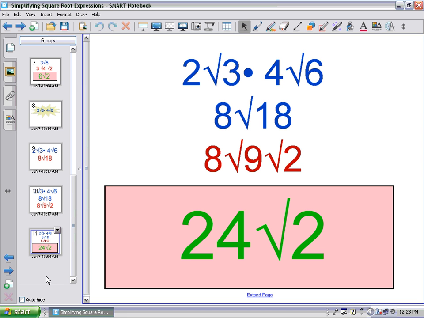And this is it. This is how you simplify square root expressions. Sometimes, remember, there might be a square root expression you can't break down. But if there is, this is the technique that you use, and this is how you do it.